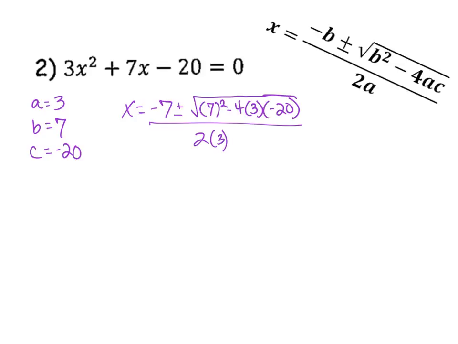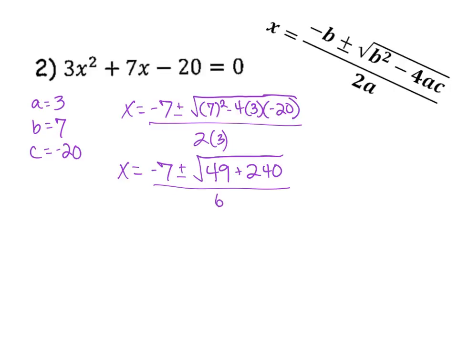Sure. But I need you to know how to do this. Negative 7 plus or minus. Wow, these numbers, crazy. 49 plus 6... Oh my God. 60? No, bigger than 60. Plus 240. No, it's 12 times 20. Right? Yeah, 240. 240 plus 49. Good news. 289 is a perfect square.